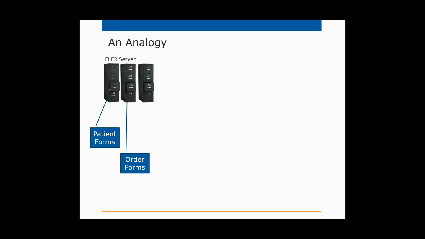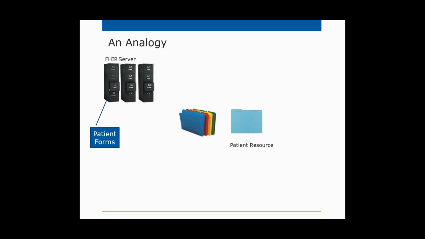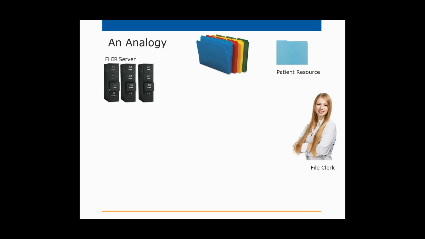So you could have a cabinet for patient forms, order forms, observation forms, and then you pull a set of folders out of the patient forms filing cabinet and then drill yourself down to an individual folder. That would be a patient resource. In the lingo of the FHIR world and FHIR standard, now we have our hands on an individual patient resource. So imagine if you could walk up to the room. The room is guarded by the file clerk, and you just talk to the file clerk. That's your way to interact with all the data that's in that room.